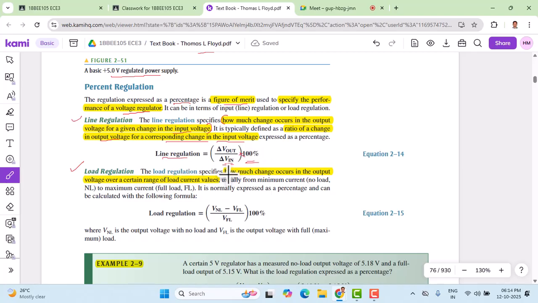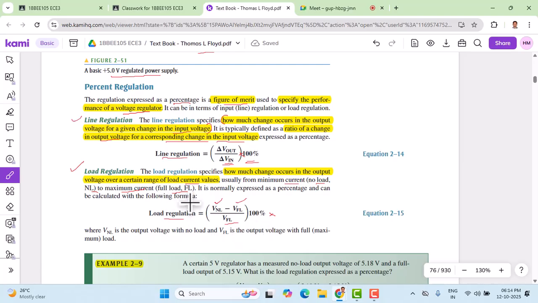Load regulation. The load regulation specifies how much change occurs in the output voltage over a certain range of load current values. So this is the definition of load regulation. Usually from minimum current or no load, NL as we call it, to a maximum current, full load, the load regulation is calculated. The formula is V NL, the voltage at no load condition, minus the voltage at full load condition, divided by V full load, and it is multiplied by 100 to calculate in percentage.